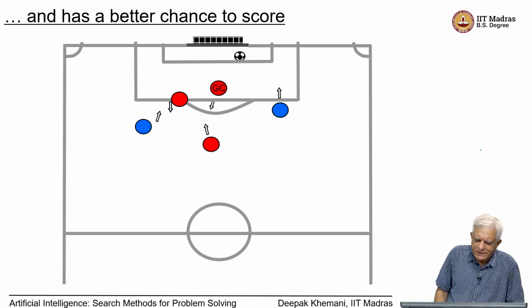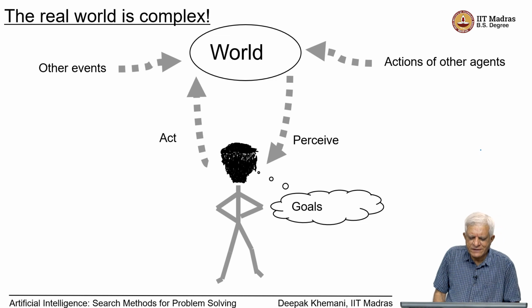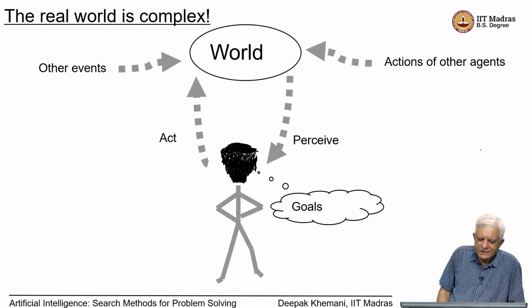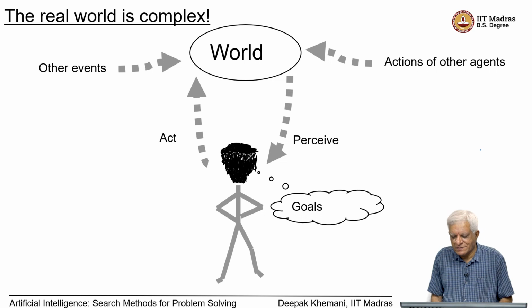But this is the kind of thing that we are talking about in problem solving, that you are in some world and you have certain goals to achieve. You can perceive the world, you can act upon the world, but there may be other events happening. So, for example, it might be raining outside or things like that, and there may be other agents also doing things. For example, a shopkeeper may be opening a shop, closing a shop, and you want to go and buy something, you have to keep their actions in mind also.